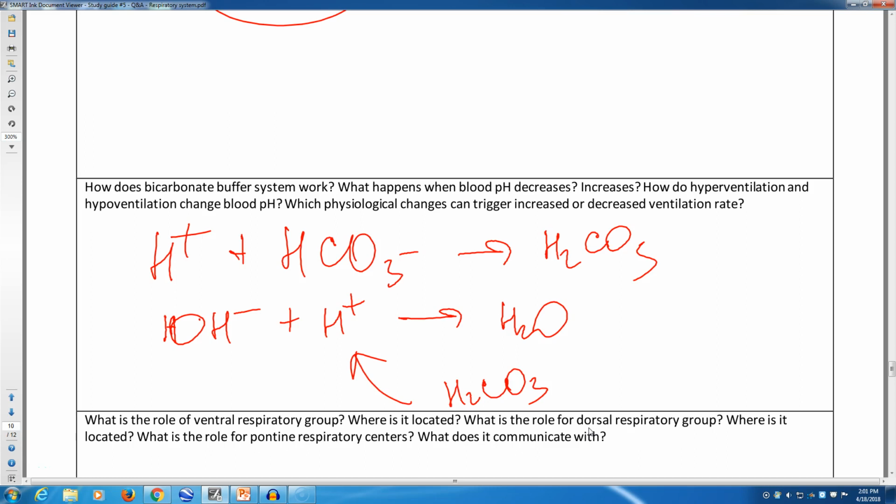Hyperventilation. How does it change the blood pH? Don't trick me. When we hyperventilate, what do we get rid of? CO2. CO2 equals what? Acid or base? CO2 is acid. When we get rid of CO2, what happens to the acidity of the blood? Acidity decreases, pH increases. When we don't breathe enough, CO2 concentration in the blood increases, acidity increases, pH goes down.